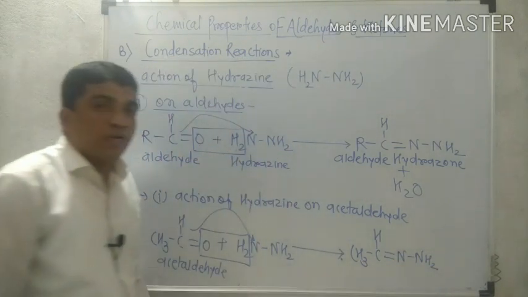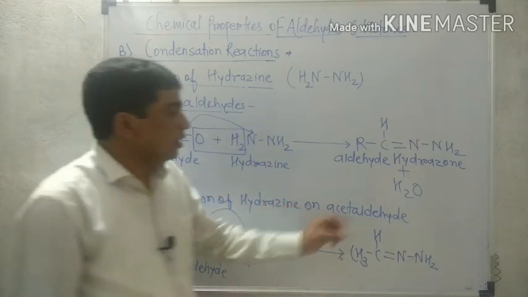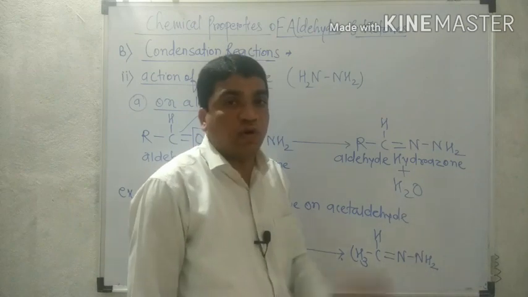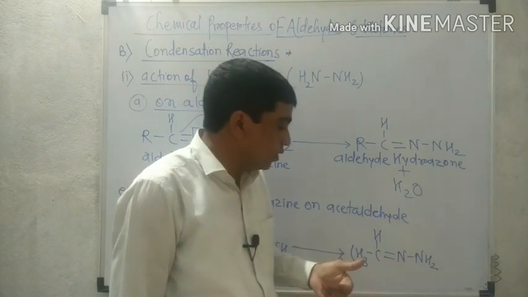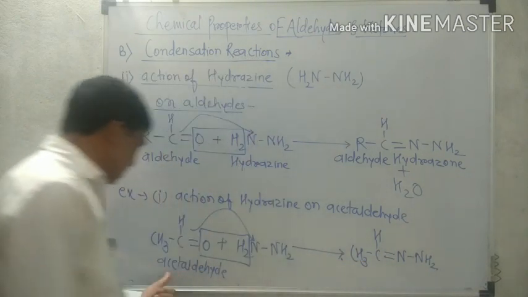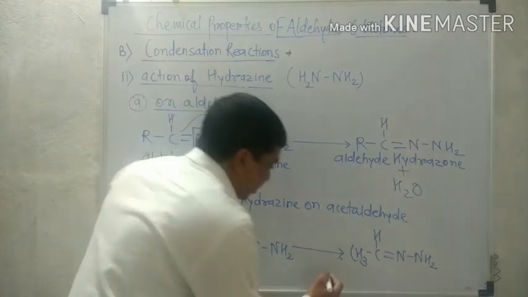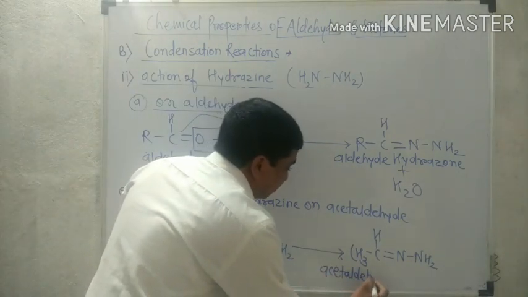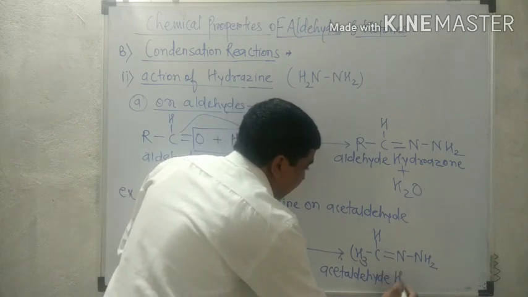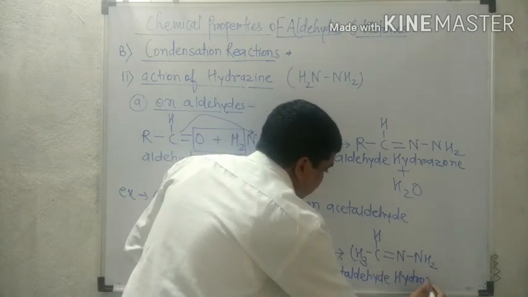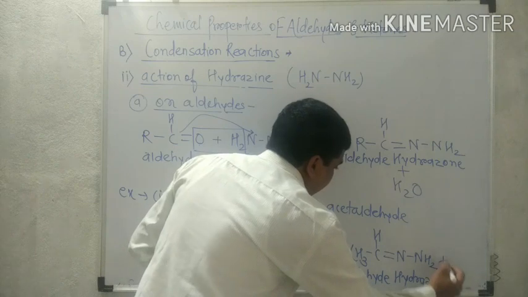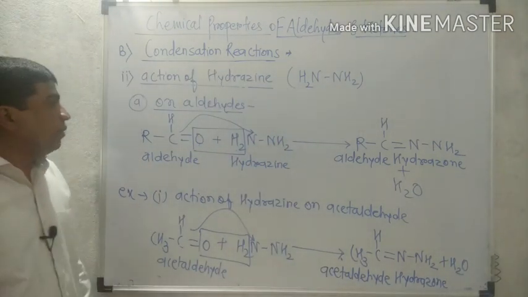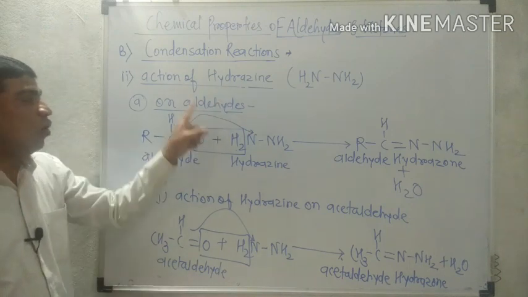This type of compound, containing the C=N-NH2 grouping, is a hydrazone type of compound. And this hydrazone is formed by acetaldehyde. Therefore, its name is acetaldehyde hydrazone, formed along with water.